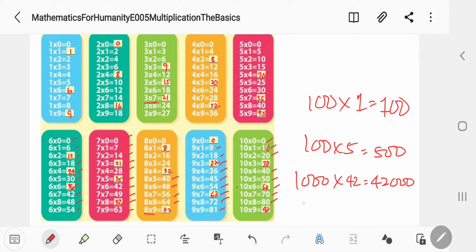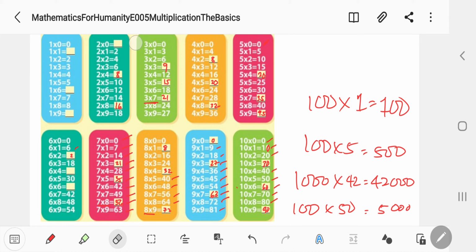So if you have 100 times 50, for example, so this is equal to 5, then you have 3 zeros. That is how easy it is to multiply.